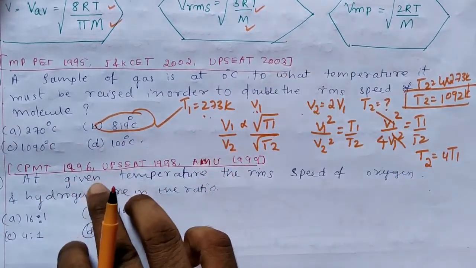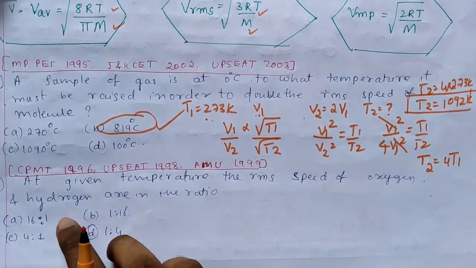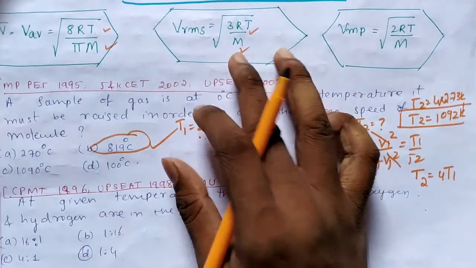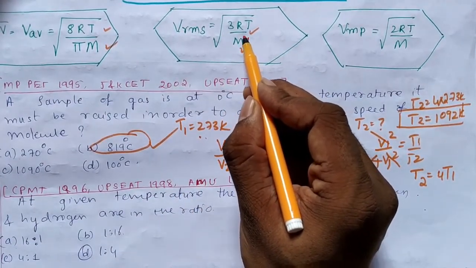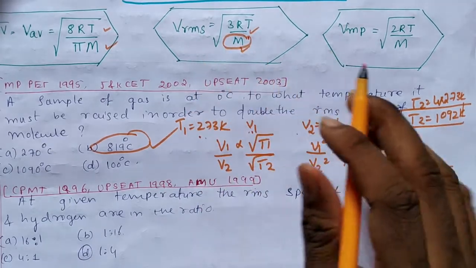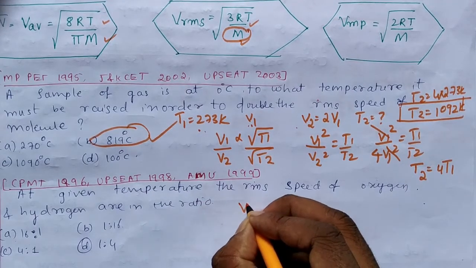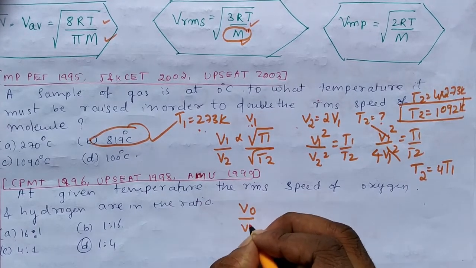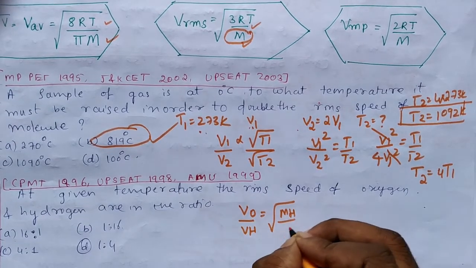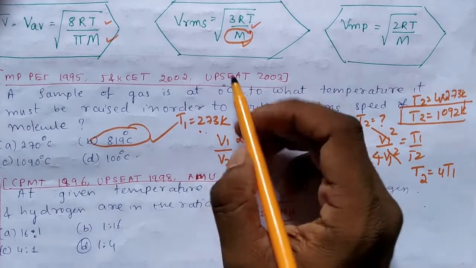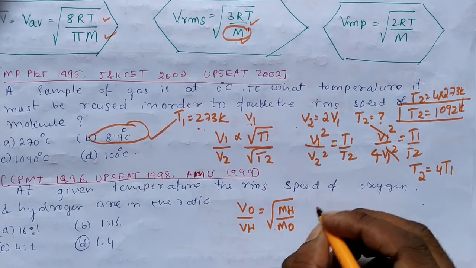Okay, next, a CPMT, UPCET, AIIMS question. At a given temperature, the RMS speeds of oxygen and hydrogen are in the ratio? Oxygen and hydrogen are used here just to refer to the RMS velocity variation with respect to the mass of the molecule. I can consider the RMS velocity of oxygen divided by the RMS velocity of hydrogen as root of mH divided by mO. Why do we get it like this? The only reason is that RMS velocity is inversely proportional to root of mass.